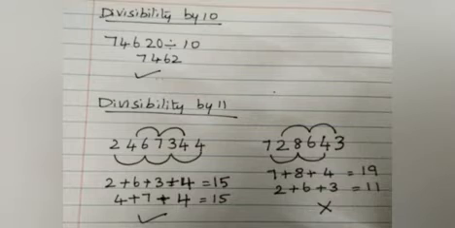Divisibility by 10, this we all know: if the last digit is 0, then that number is divisible by 10.